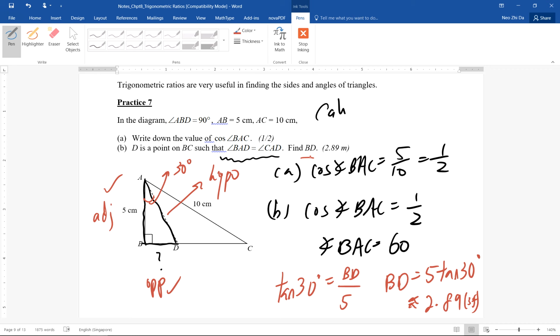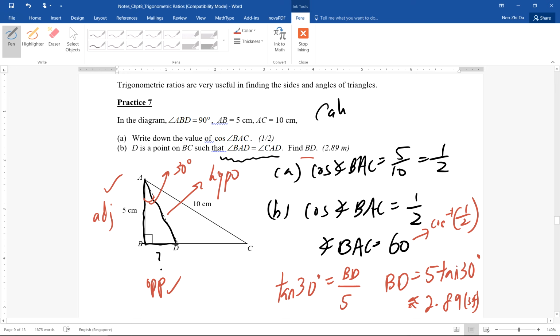Then we write down the opposite, adjacent, and the hypotenuse. Today, you are given the adjacent and the angle. How do I get 60? Cosine inverse of half. Key it into the calculator now. So, you are given the adjacent. You are asked to find the opposite. Hence, should you be using sine, cosine, or tangent? You realize that only tangent involves the adjacent and the opposite. Hence, we use tangent 30.